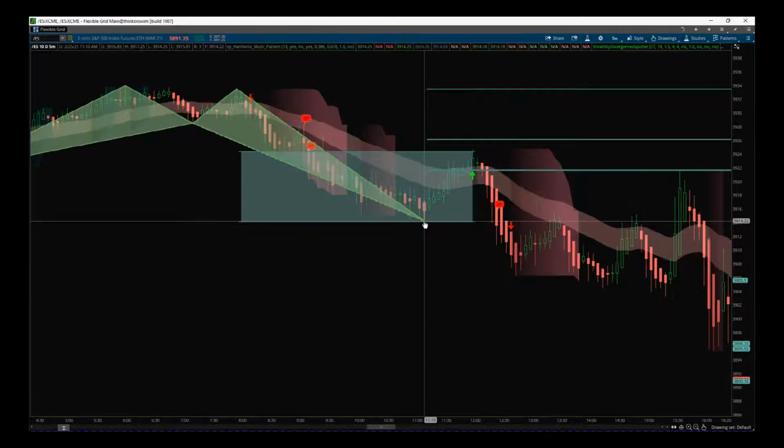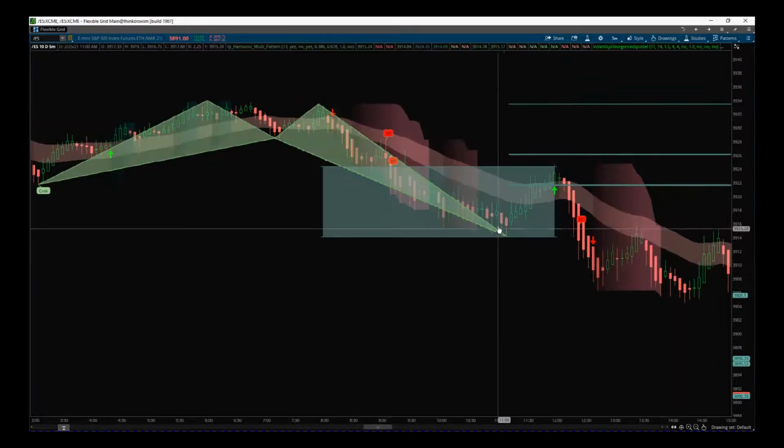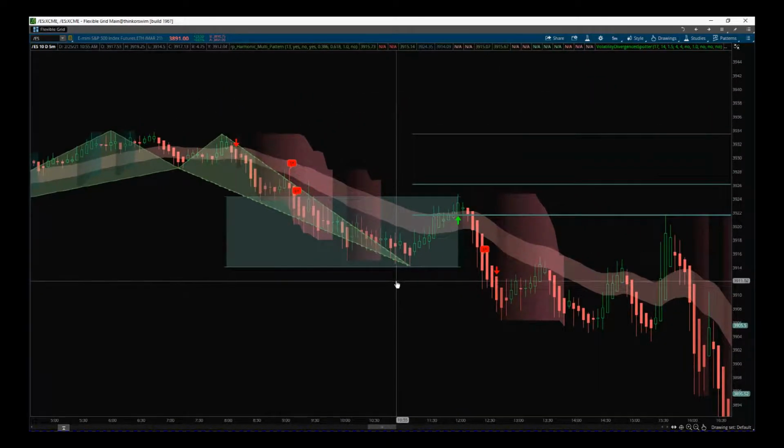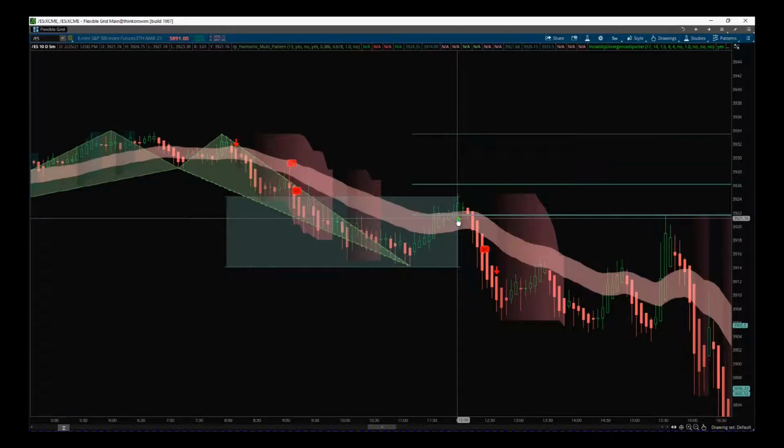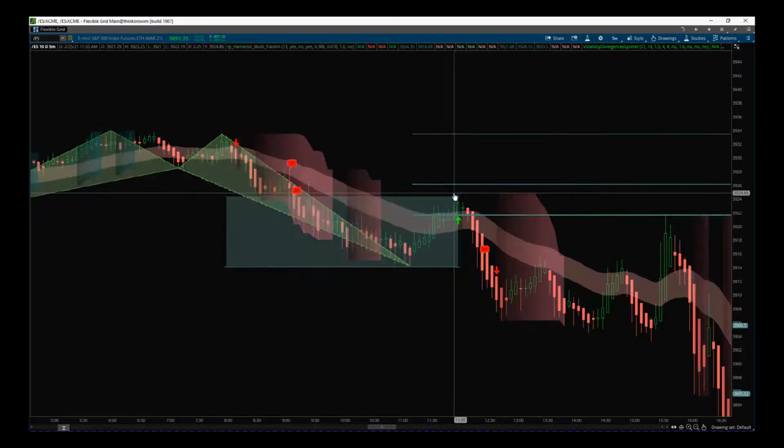We get the pattern complete, the crab pattern complete in this completion zone. We're looking for a long. Remember, we need backup by the divergence cloud to go green. We get the green arrow here for the divergence cloud. So next candle, we're looking to go long above this candle. It doesn't happen. The trade doesn't happen. No trade.